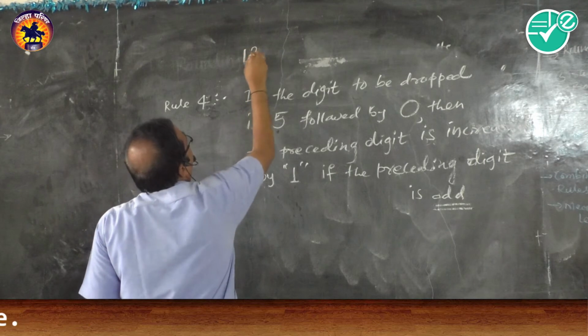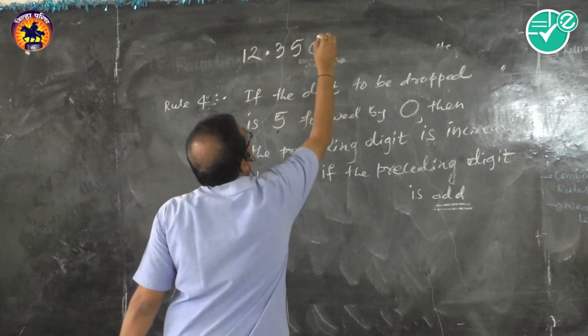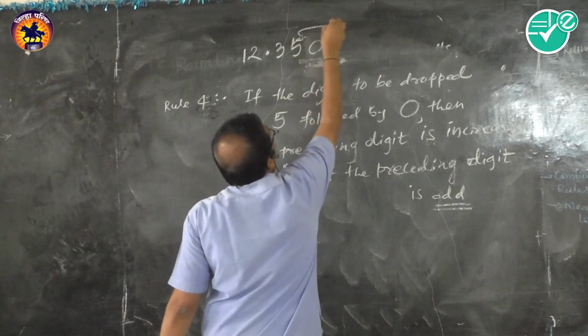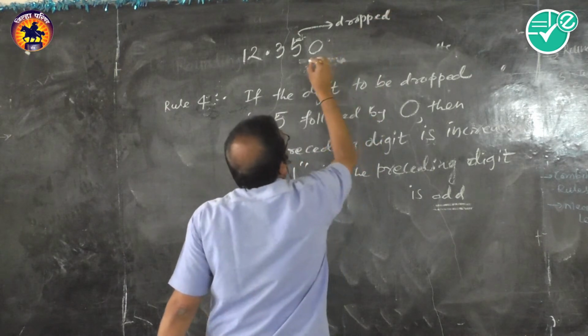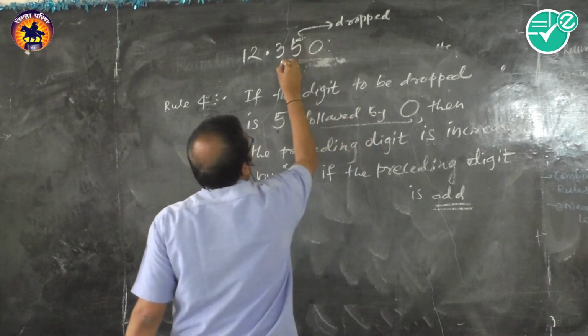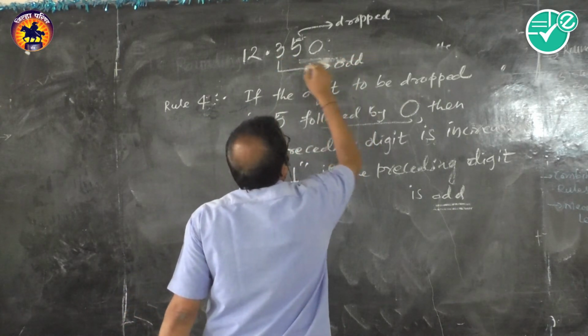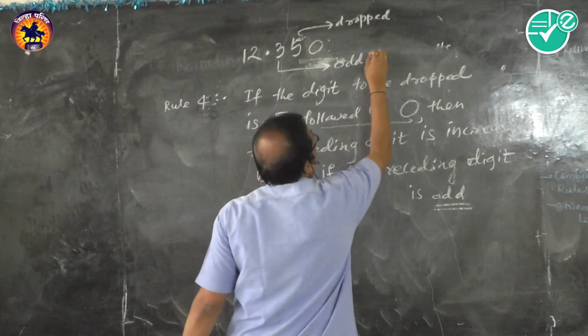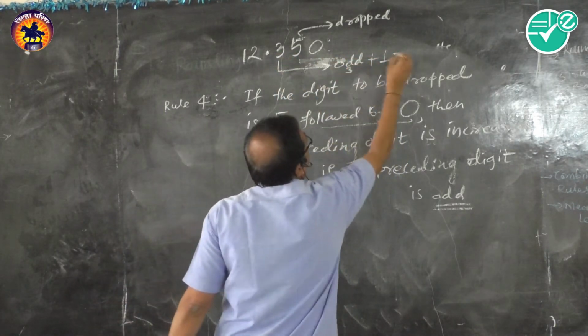Suppose this is 12.350. So this is the 5 to be dropped, and 5 is followed by 0. So this is the preceding number, and 3 is odd. The preceding number 3 is odd, therefore odd plus 1. What is the number 3? 3 plus 1 is 4.